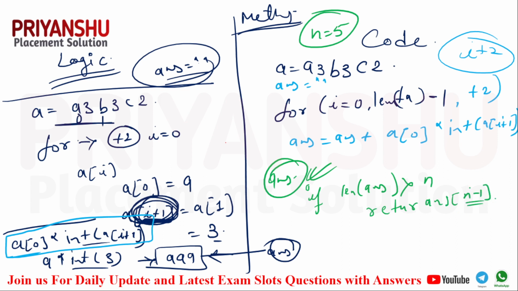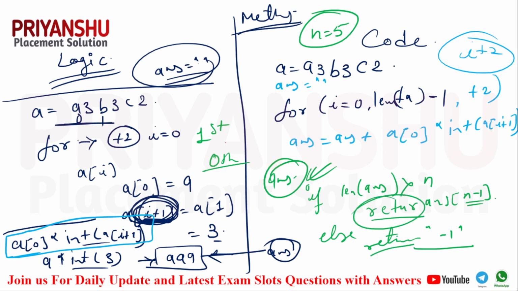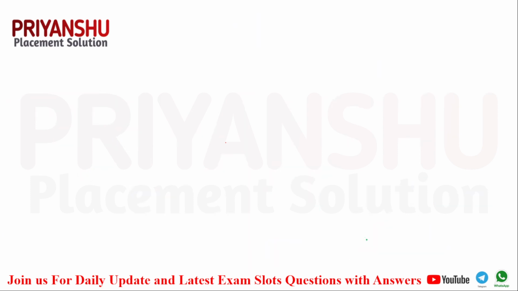Why n minus 1? Because the index starts from 0, but we need the nth value, meaning our values start from the first but the index starts from the 0th. Else we will return -1 in the form of a string. In my code I am using the print statement, but in your main exam you directly use the return statement. Clear? So let's move to the next thing.